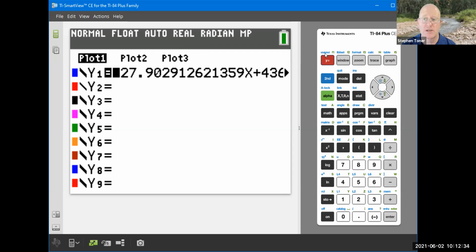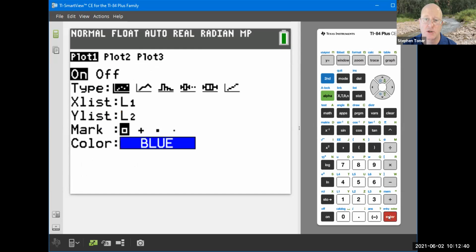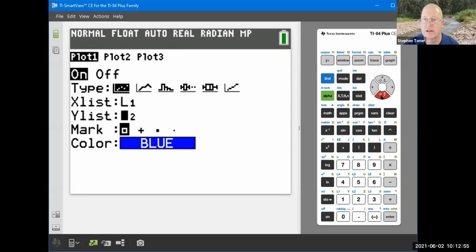Now let's go up into our stat plots. I'm going to hit 2nd Y=, and I'm going to go into my first stat plot and turn it on. So I've got the flashing On button selected there. On the next row, that first choice is where we graph our XY data. And then in the two lines below it, I have L1 and L2 where my data is located.